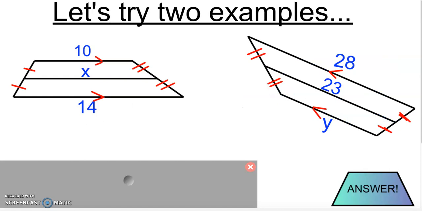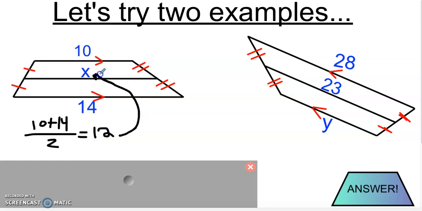So in taking a look at these two examples here, if I want to figure out the length of this midsegment, I'm going to take 10 and 14 and add them together. So 10 plus 14 is going to be 24. And then divide that by 2. And that is going to be 12. So the length of this midsegment here is 12.